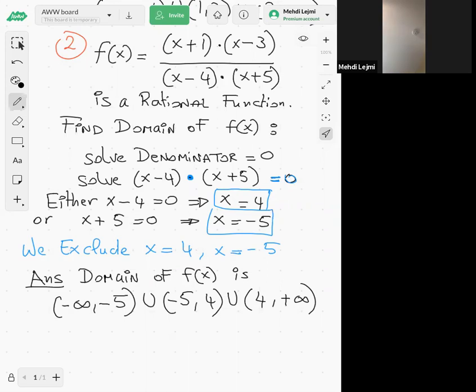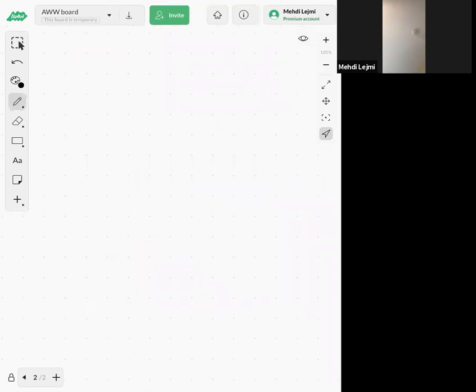Okay. So now the goal is to graph. Oops. So the goal now is to graph rational functions. So I'm going to show you how to graph rational functions in general, right?